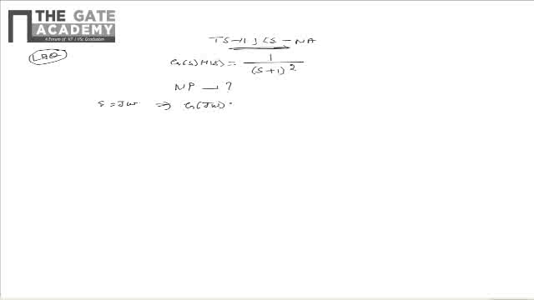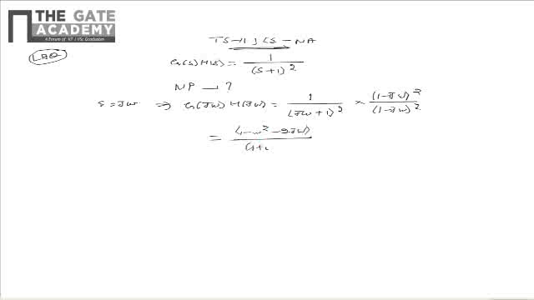Upon doing that, G(jω)H(jω) = 1/(jω+1)^2. Upon rationalizing the same with (1 - jω)^2, that is, upon multiplying and dividing by (1 - jω)^2, we see that G(jω)H(jω) can be simplified as (1 - ω^2 - 2jω)/(1 + ω^2)^2.